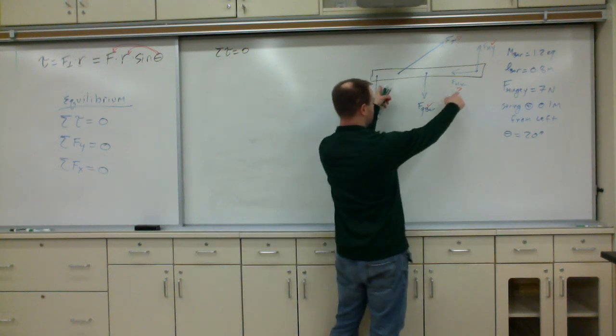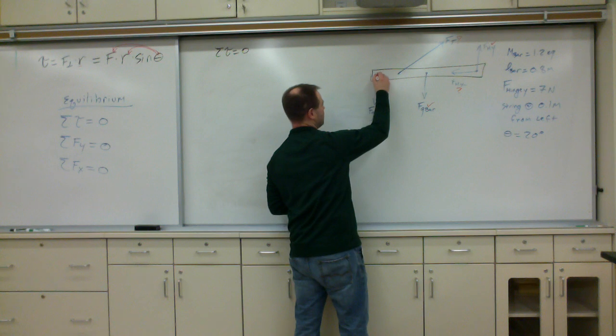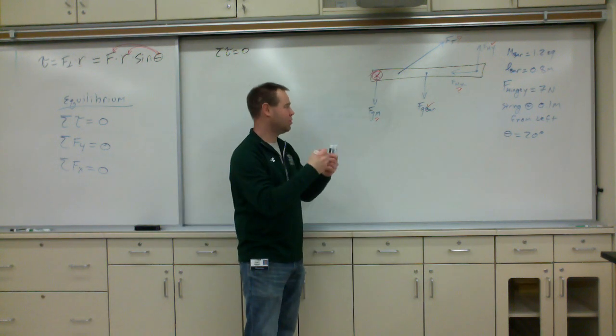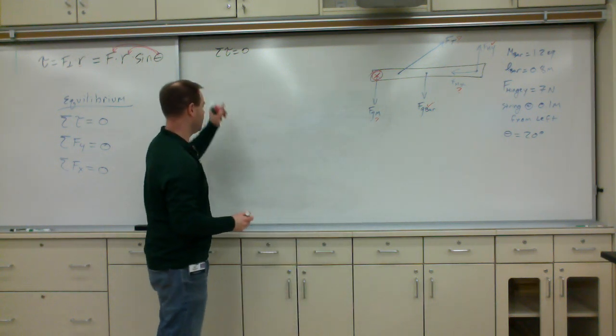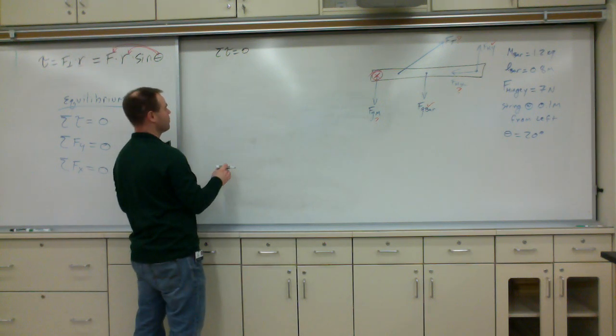So we're either going to put it here or here. And because we know that value, it's going to be in our best interest to put it right there. And you'll see why in a moment. So we're going to put our axis of rotation where force gravity of the hanging mass is located. Now let's dive in. This means add up all the torques that are acting on the beam or the bar.